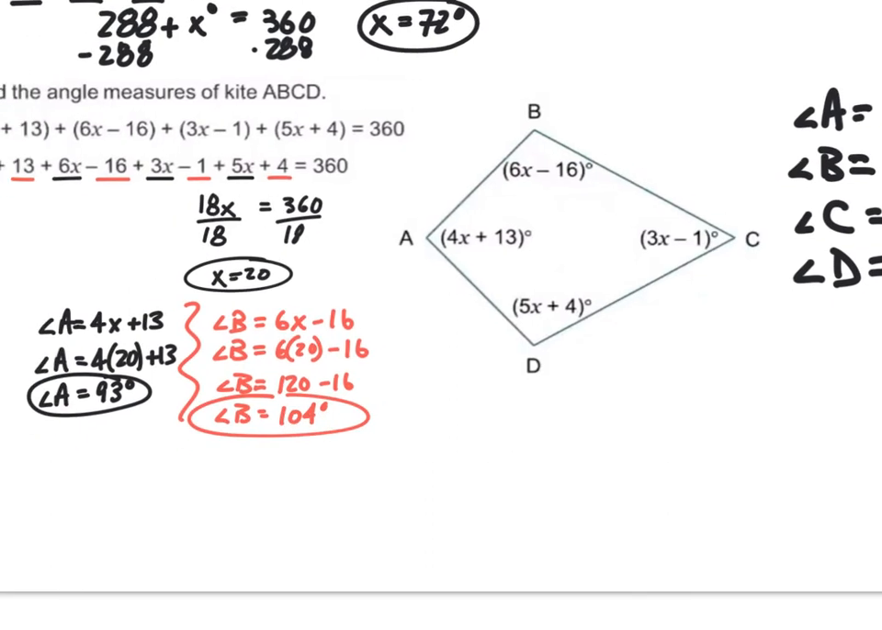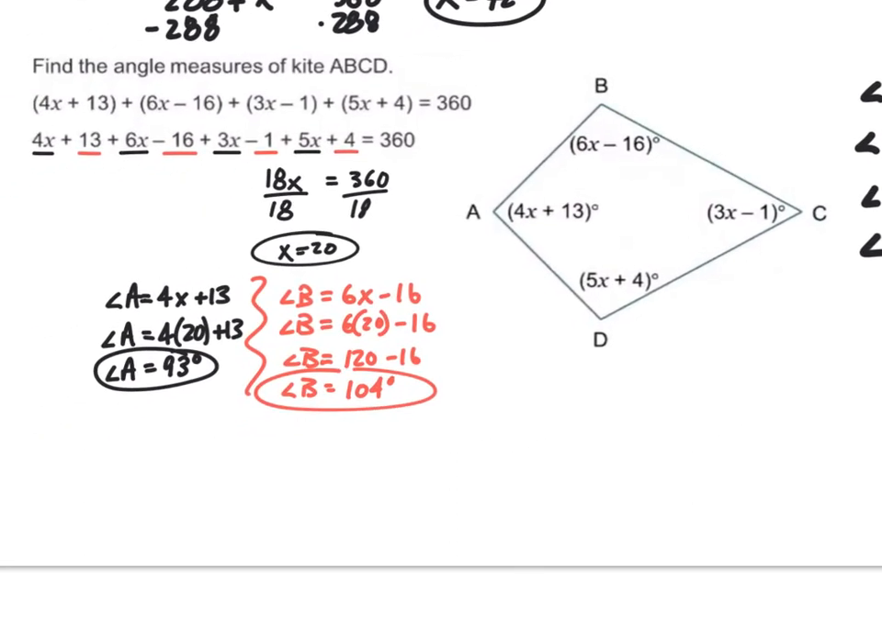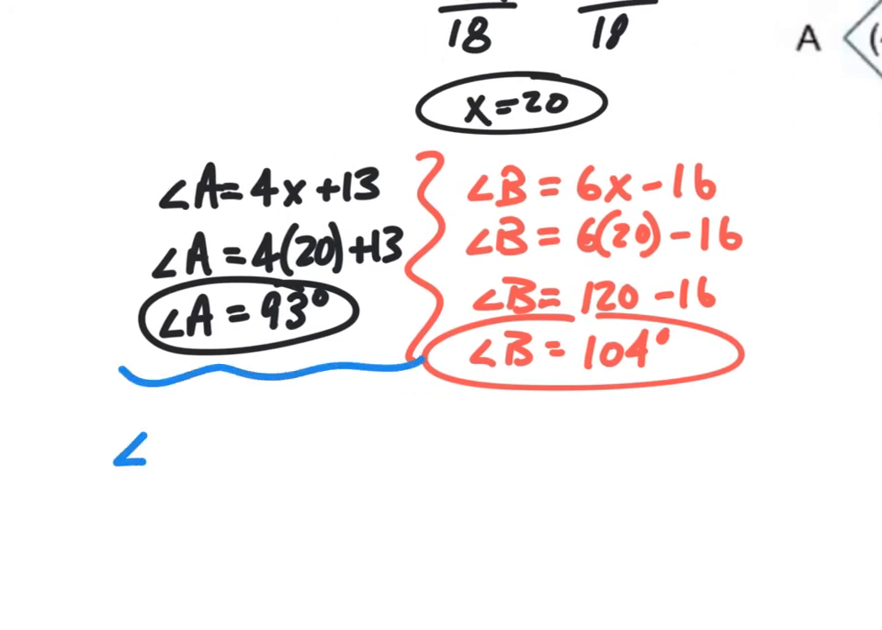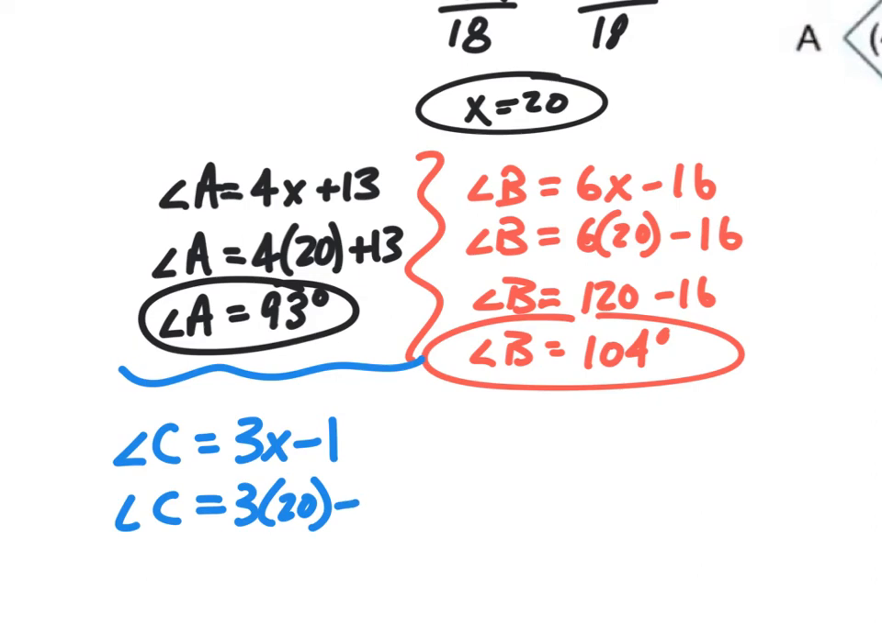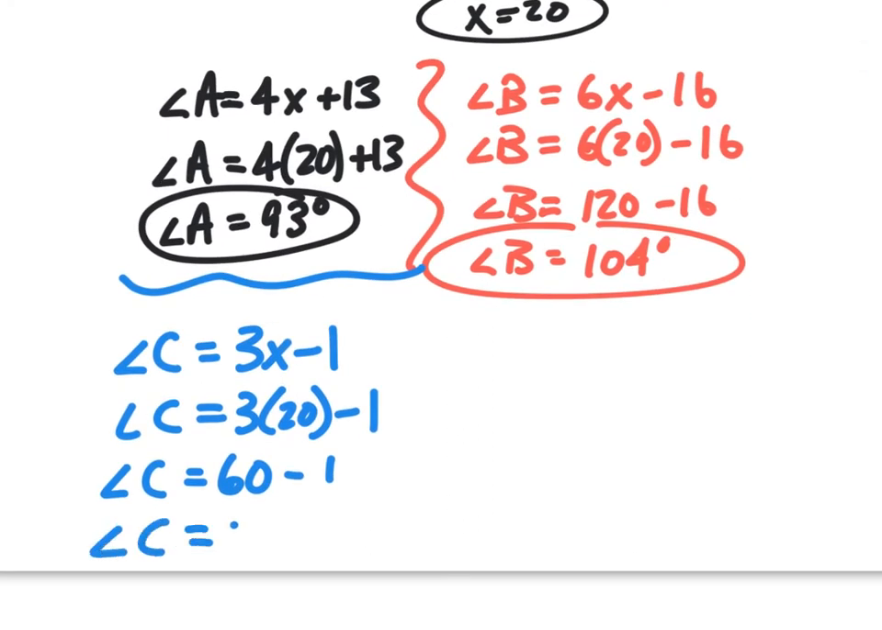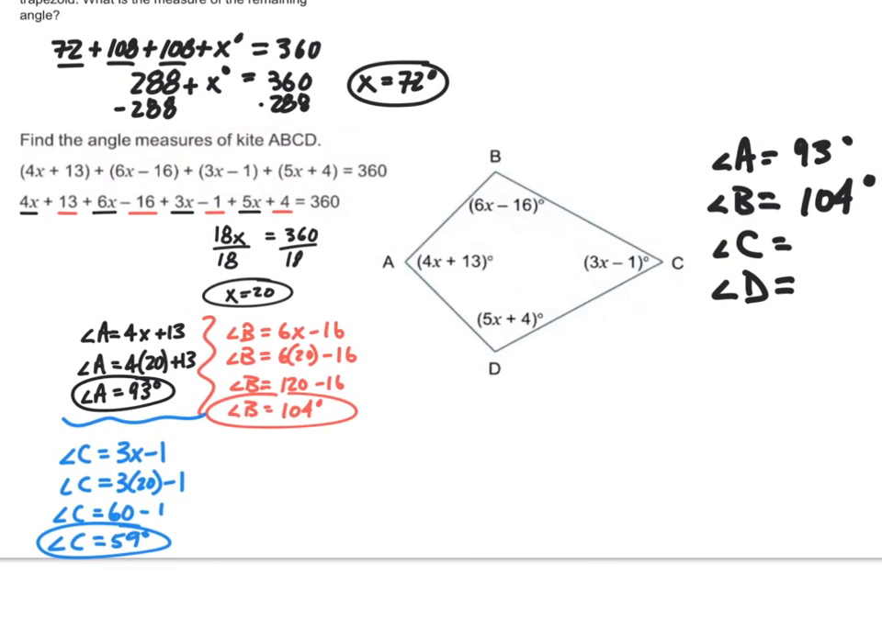Let's take a look at angle C. We'll do that one down here. Angle C was 3x minus 1. If I plug in 20 into that, angle C is going to give me 3 times 20 and then minus 1. So angle C is 60 minus 1, which gives me 59. So angle C is equal to 59 degrees. Then come back over here and write that angle C is 59 degrees.